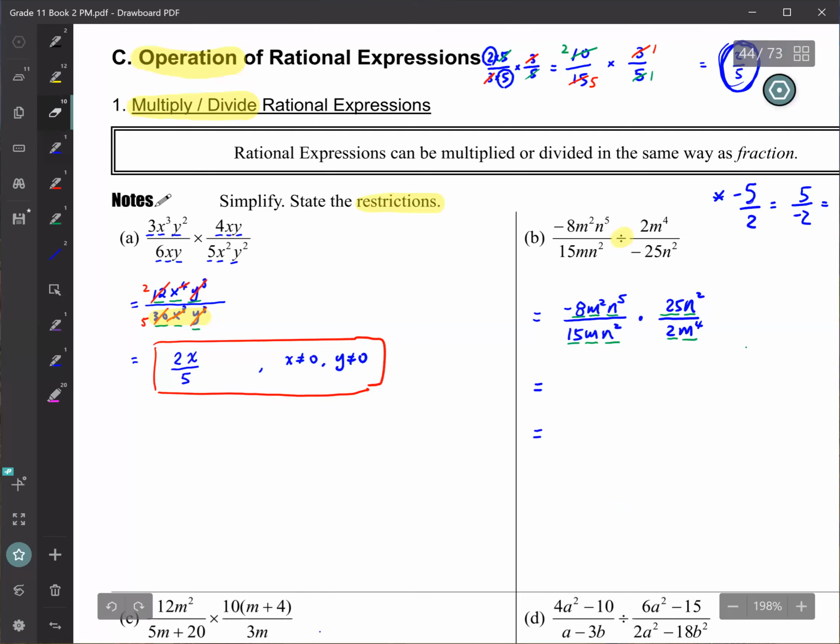Evan, what's your answer look like? I got -20m^4 over 3m^3. Over 3m^3? Yeah, m^3. And then the top is n^4. Oh, top is n. Okay. n^4 and then m^3.